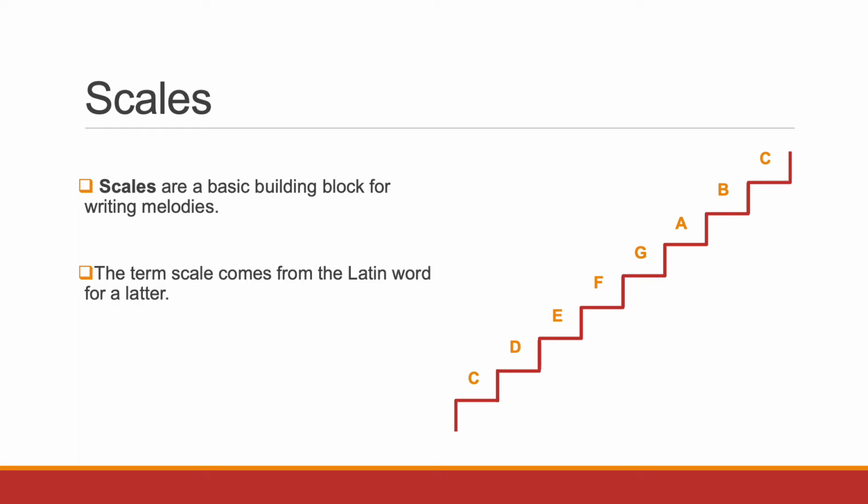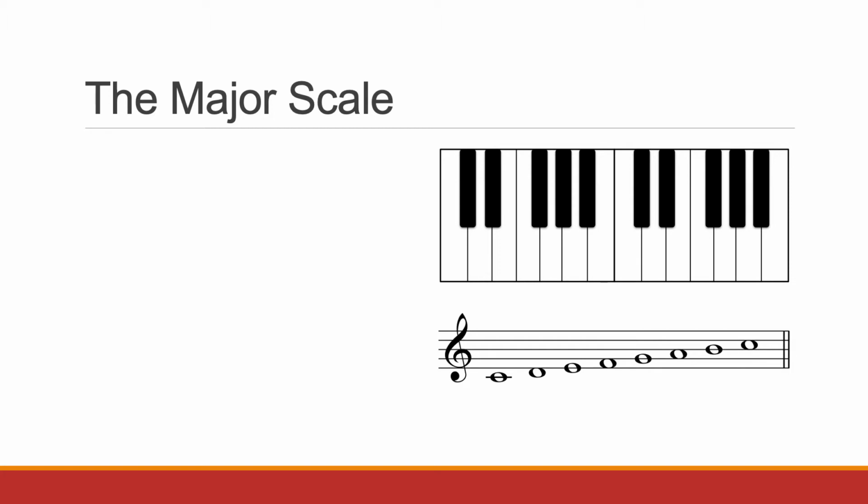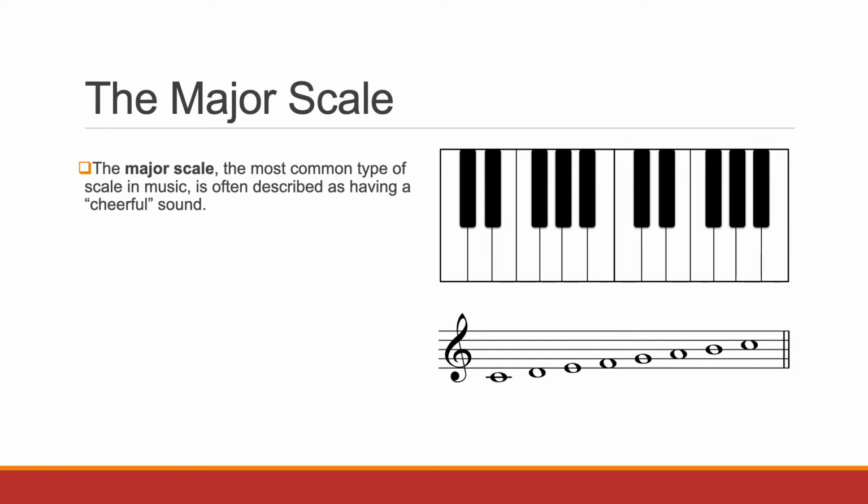The term scale comes from the Latin word for a ladder. A scale can be defined as a pattern of notes that moves in steps. The major scale. The major scale, the most common type of scale in music, is often described as having a cheerful sound. Major scales have 8 notes.